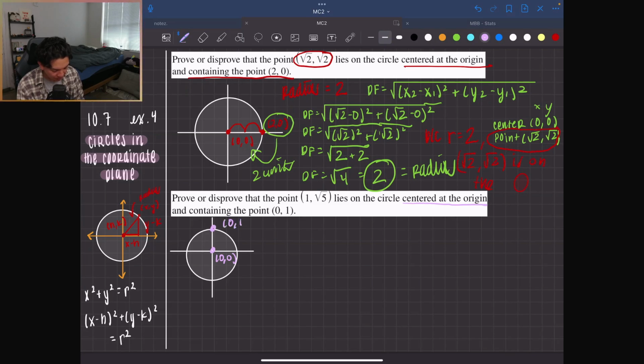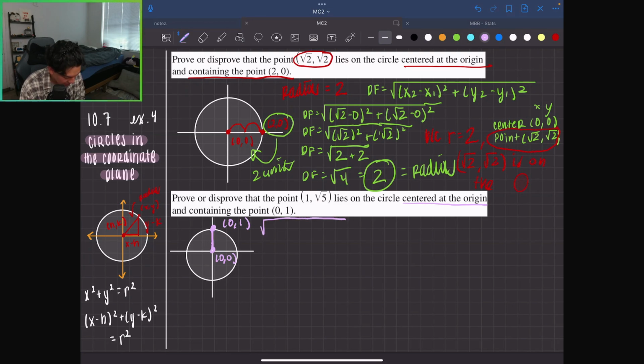If it contains the point, that means that it's on that circle, right? So that means that it's on this edge. So that's 0, 1. All right, let's see what this radius is. Easily, we could see that the radius is 1 unit. But what if we didn't know what the unit is? Let's just say, for example, we don't know where that is. We can use the distance formula.